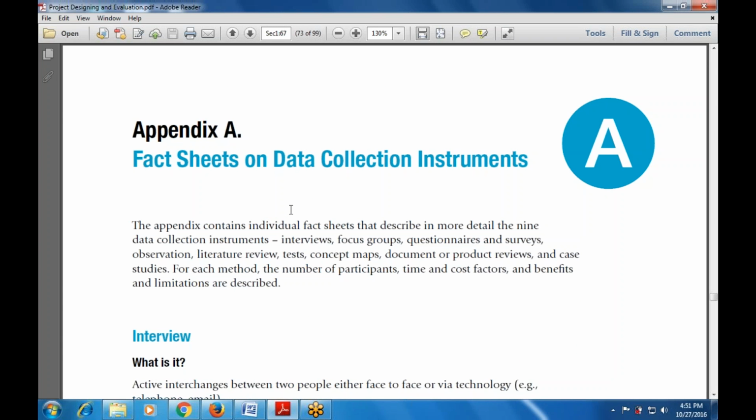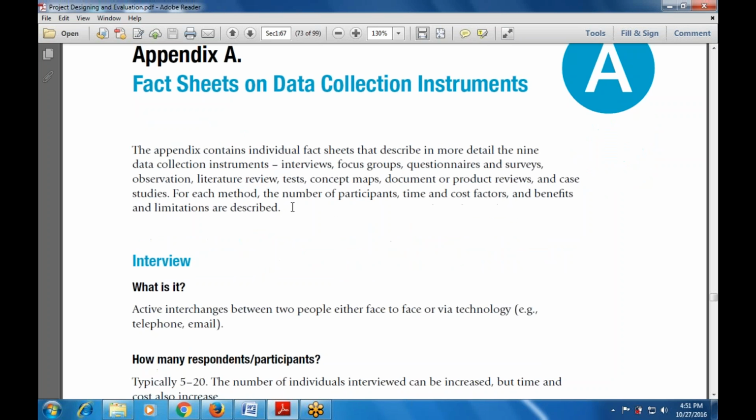That is, what are the various fact sheets on the data collection instruments, what are the various ways by which we can collect the data. We have studied the fact sheet on the data collection instrument, the various tools and terms used with the fact sheet and the workbook on data collection instruments. The appendix contains individual fact sheets that describe in more detail the 9 data collection instruments.